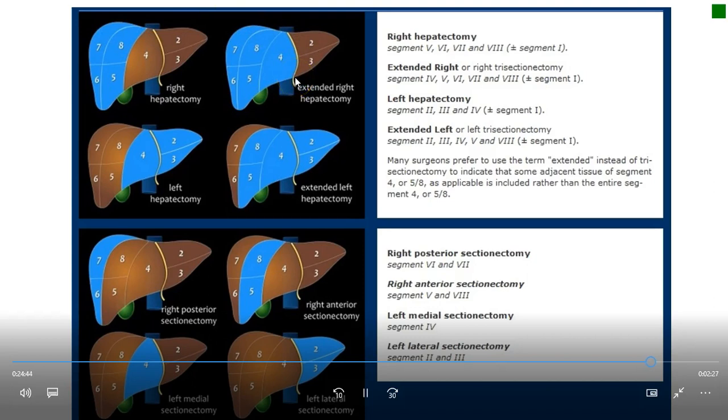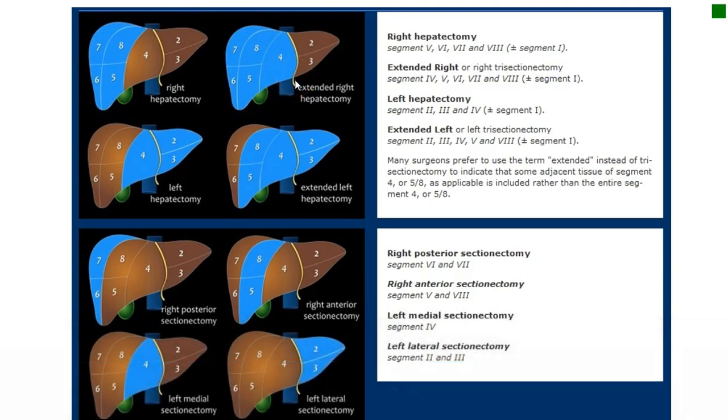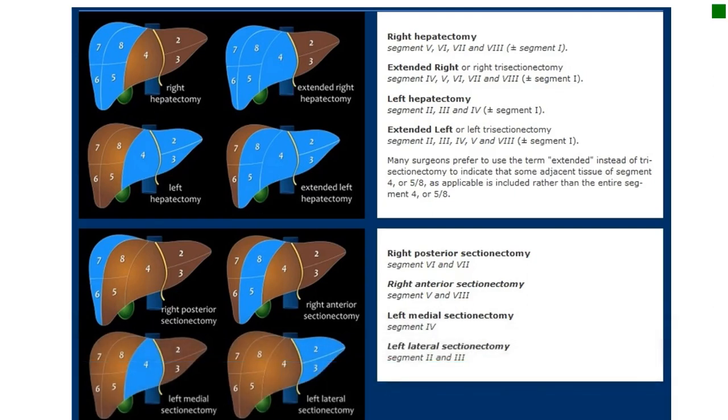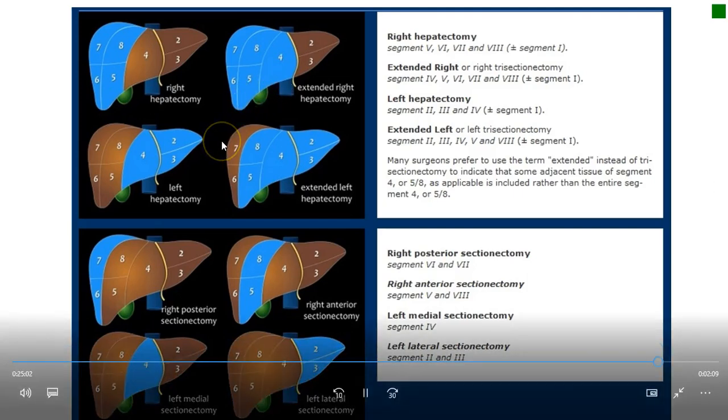extended right hepatectomy. And some of them like to say extended rather than trisectionectomy, because they don't want to necessarily consider the whole third section if they only take a portion of this right here. And then if they do a left hepatectomy, it's 2, 3, and 4, and a left extended includes the right portion of the liver here, the number 5 and number 8. So that's the superior anterior and the inferior anterior sections of the right lobe of the liver.